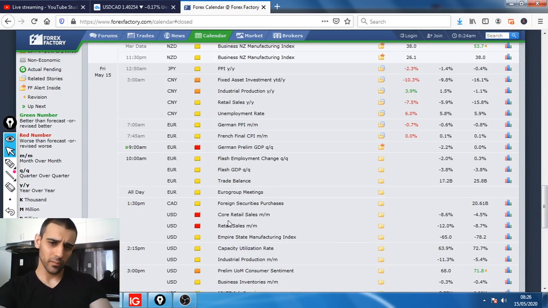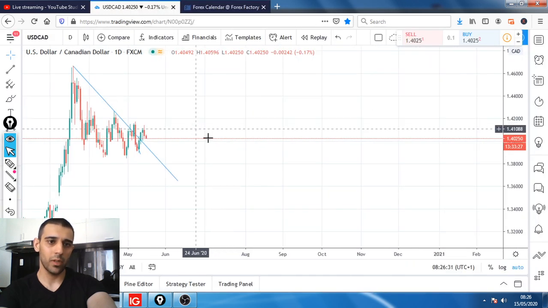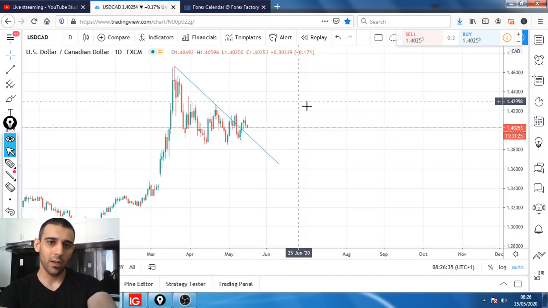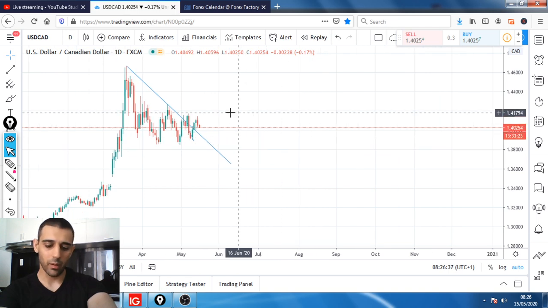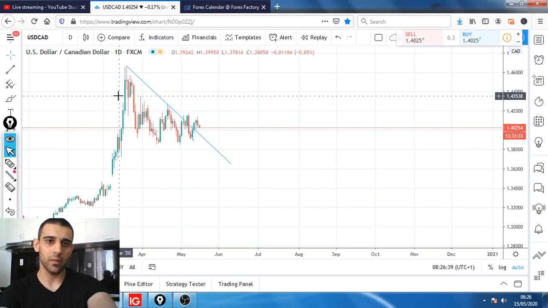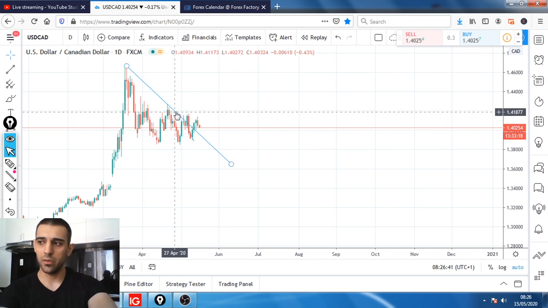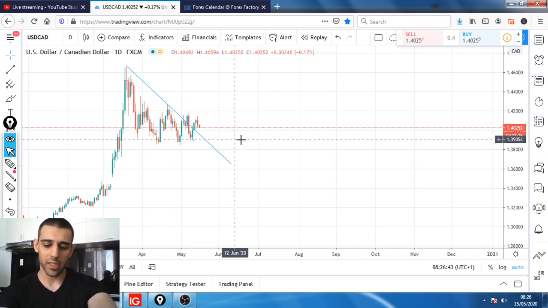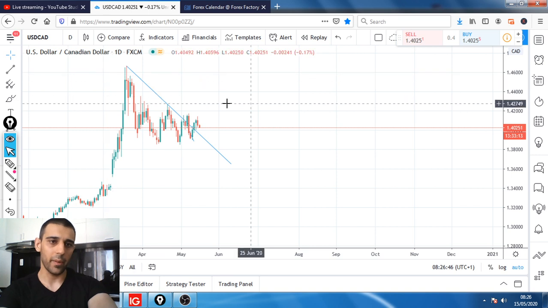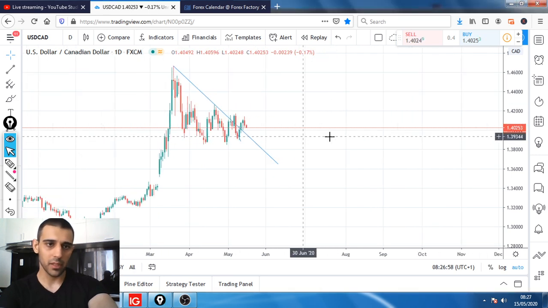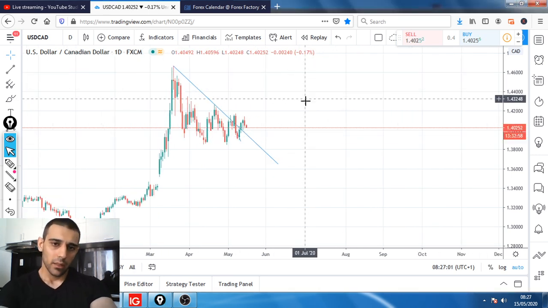Okay, this is core retail sales. It doesn't create too much volatility on this one, so we're going to see. So far the market's looking quiet, but you never know. It might start moving, depending on how it plays out today. It's still early, so we do still have quite a bit of time to see what's going to happen. Yeah, the price is still pushing down.